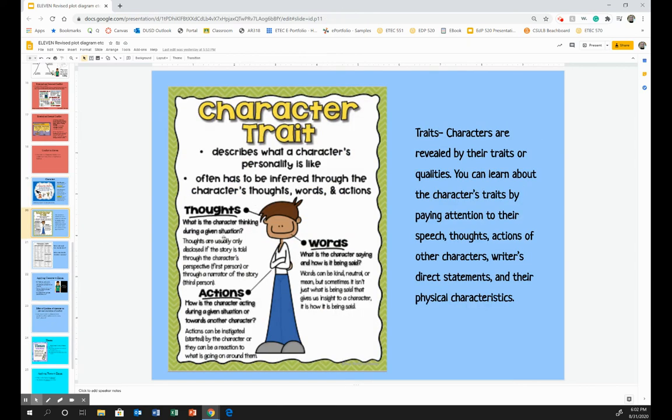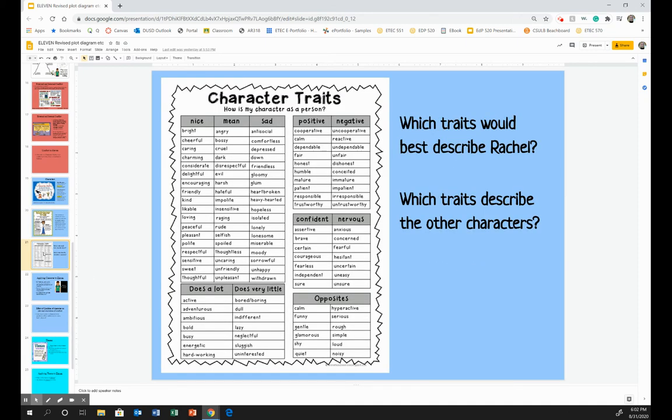Their traits are revealed through their thoughts and their words and their actions. So in this story, Rachel, we know a lot of what she's thinking, and we know some of her words, but we get lots more of her thinking in this story than the words she actually says. And she doesn't do a whole lot as far as action. This one is also in your annotation book, and anytime you want to think about character traits, you can look in there.